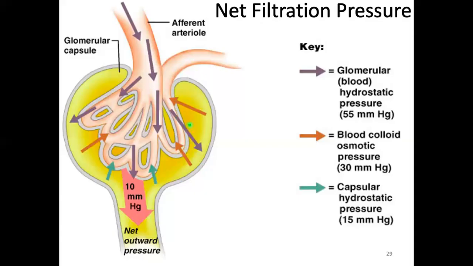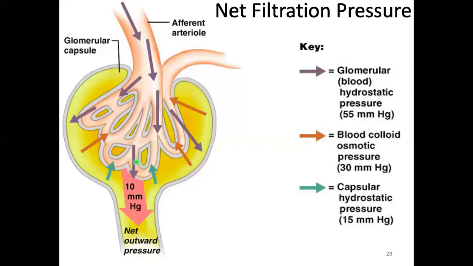And so you're going to add up those pressures. So this is 55 millimeters of mercury going outwards. This is 15 and 30 going back. And so we have a net filtration pressure of 10. And so this is small, okay? And it's not a lot of filtration pressure, but it's enough to get filtration to occur. And so you want filtration to occur because you want to get rid of the wastes.